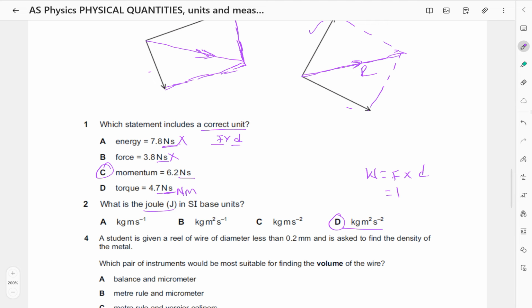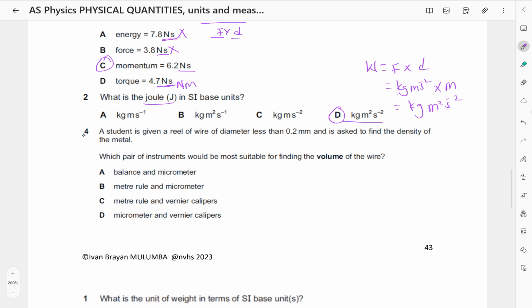Force can be kilogram meters per second squared because it is mass times acceleration. Distance is in meters, so this gives us kilogram meters squared per second squared.